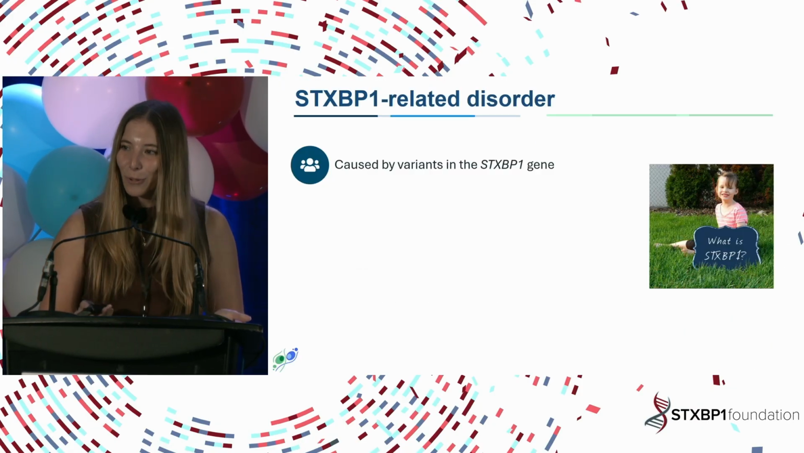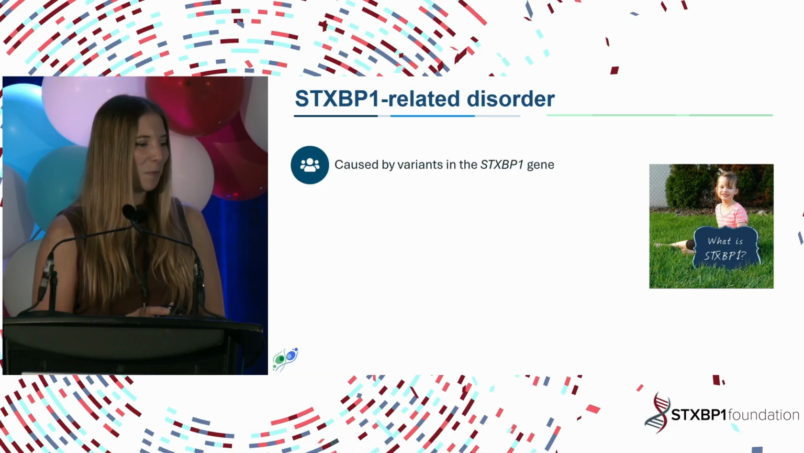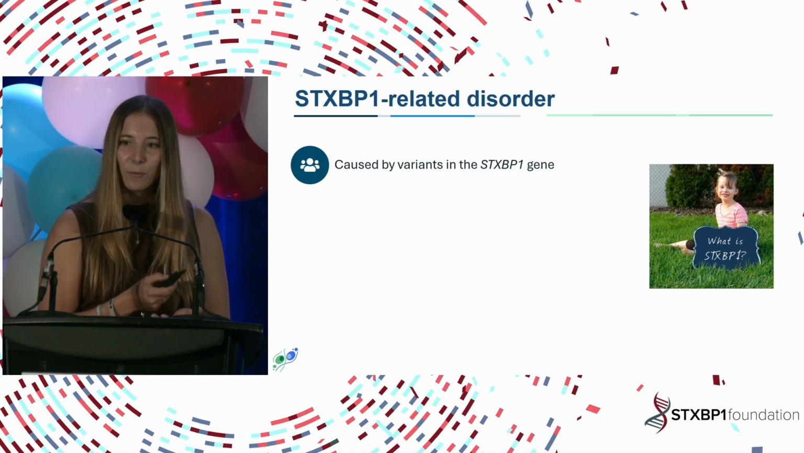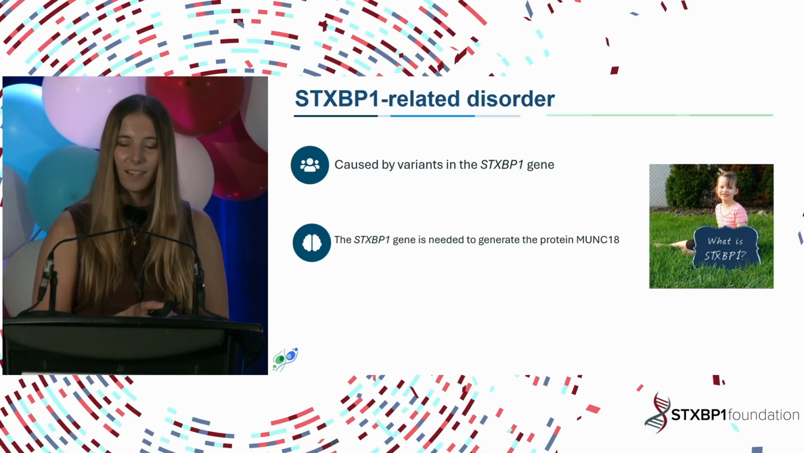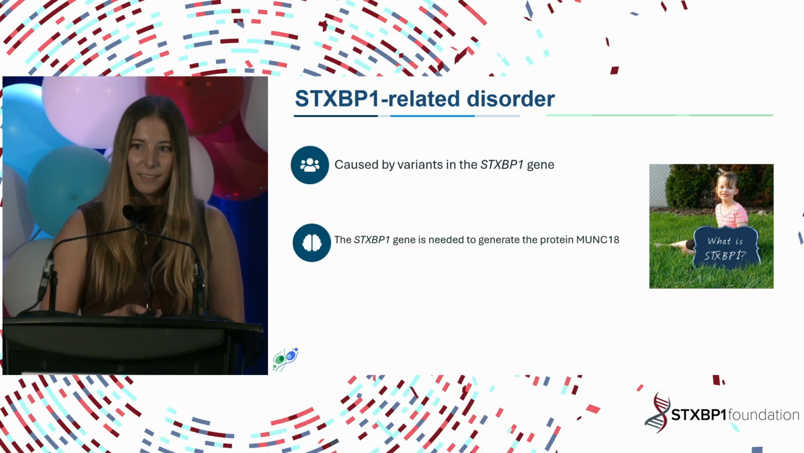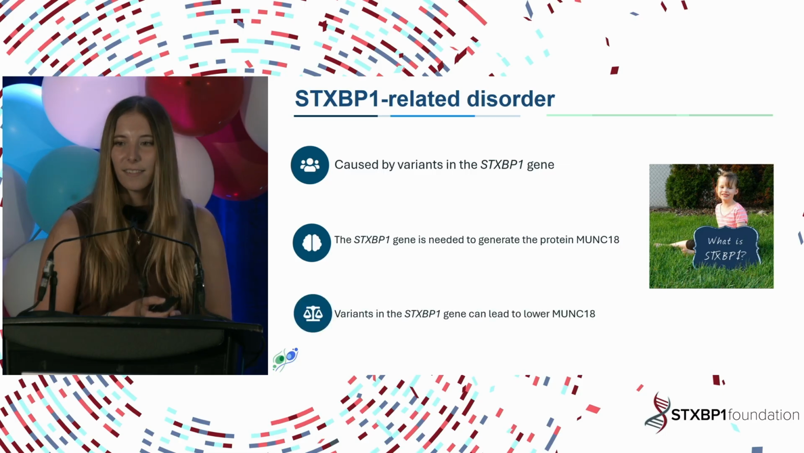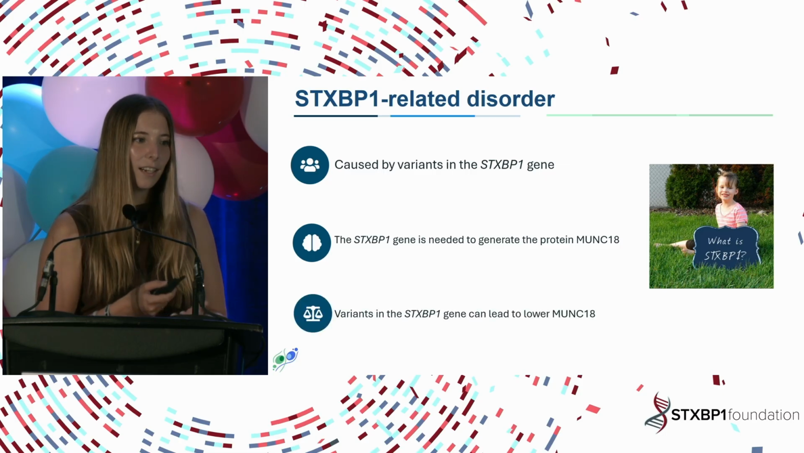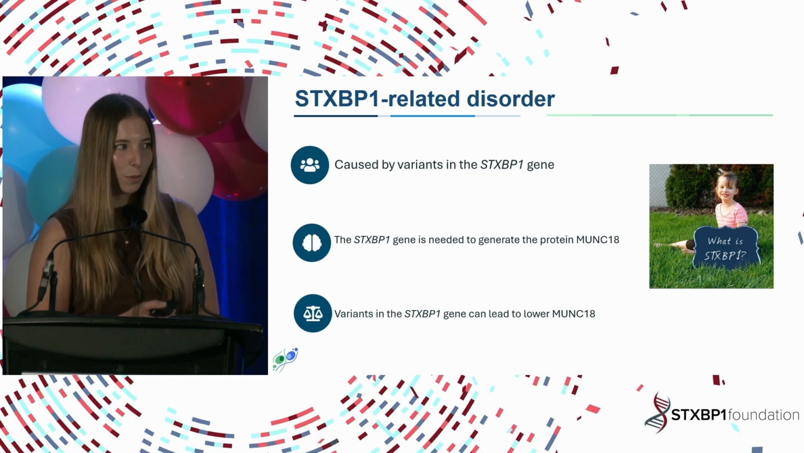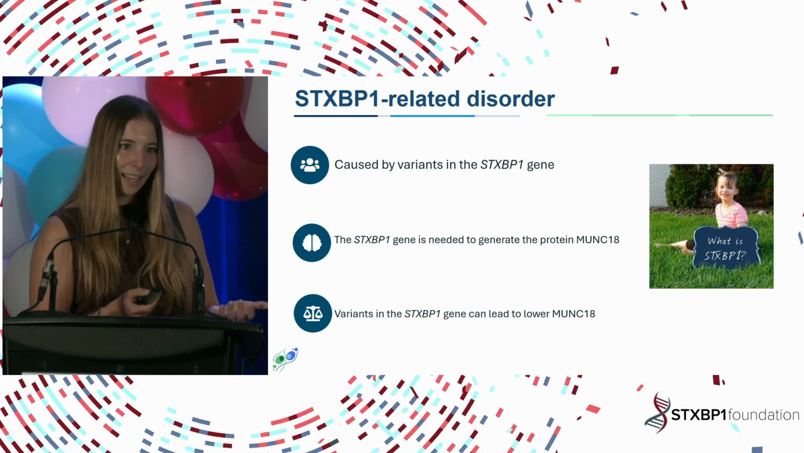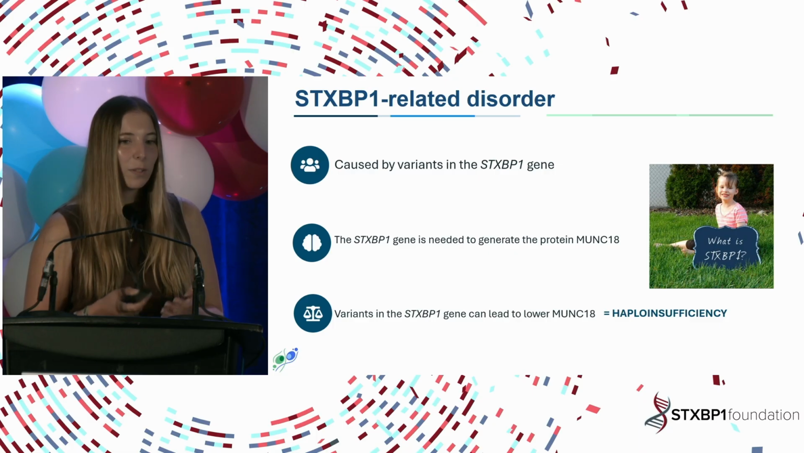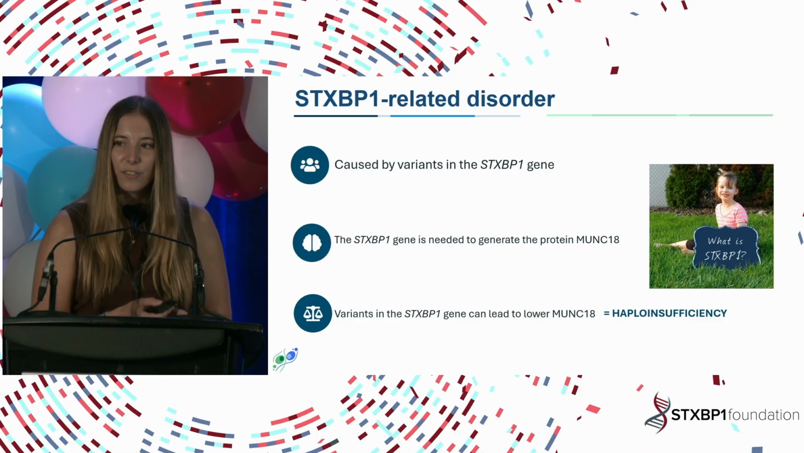So as you all know by now, STXBP1 is caused by variants in the STXBP1 gene, and what this gene does is generating the protein that we call MUNC18. Variants in the STXBP1 gene are known to cause a decrease in MUNC18 levels, and this is what we call in the lab and in the clinic haploinsufficiency. But what is MUNC18? Why is it so essential?